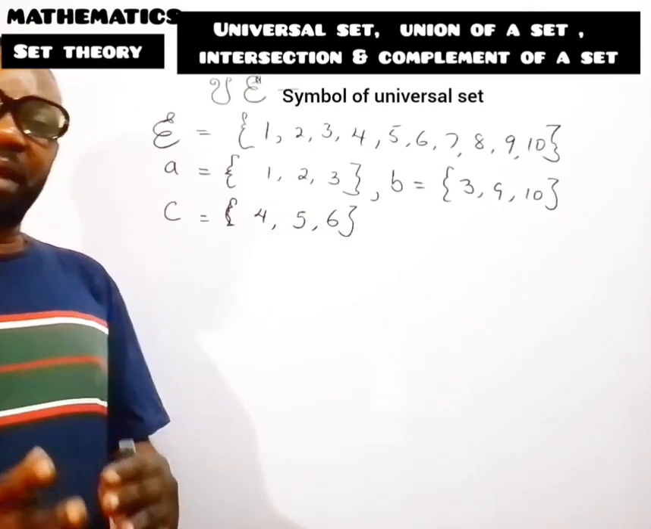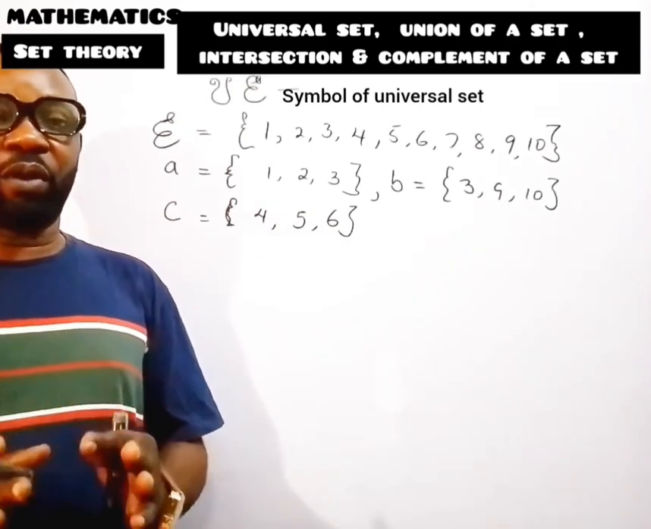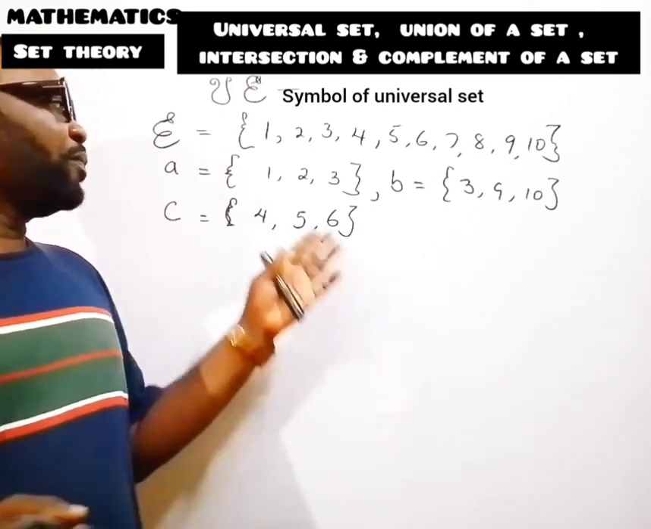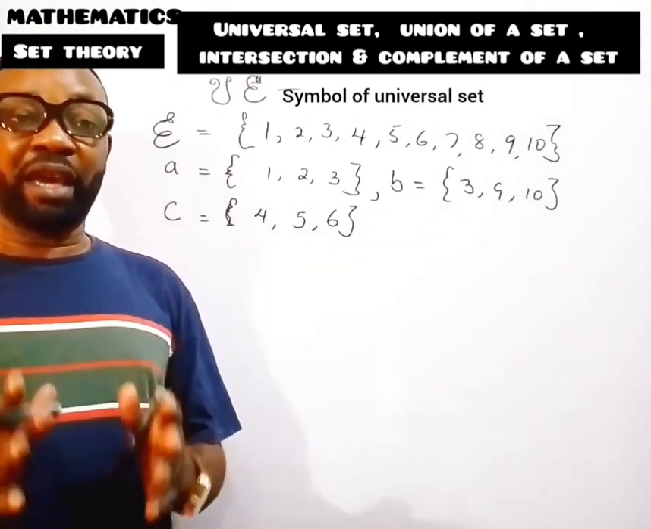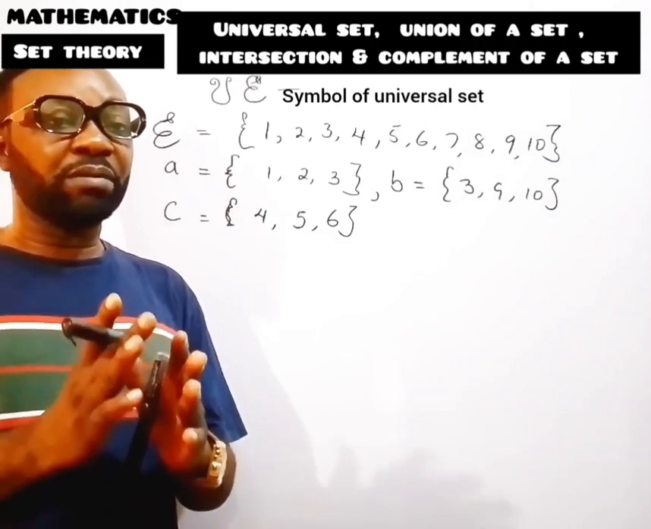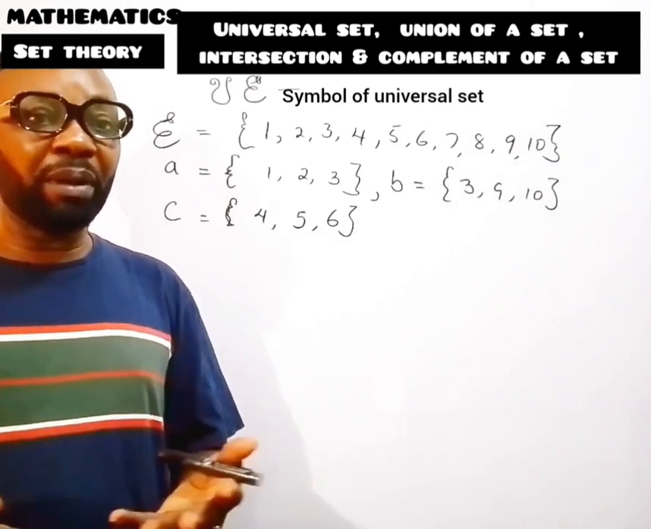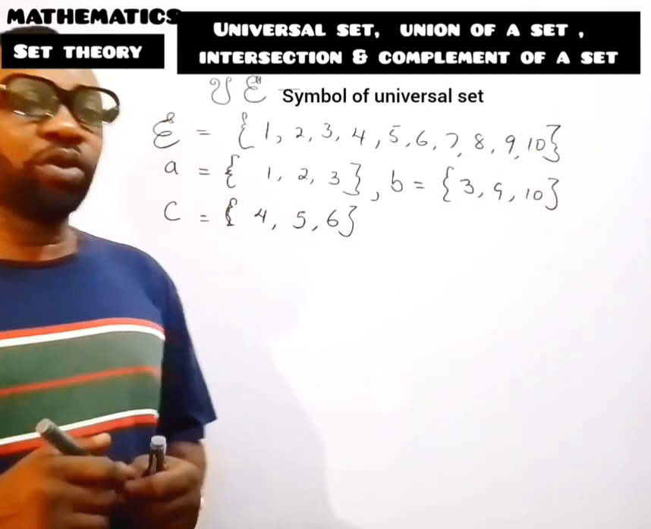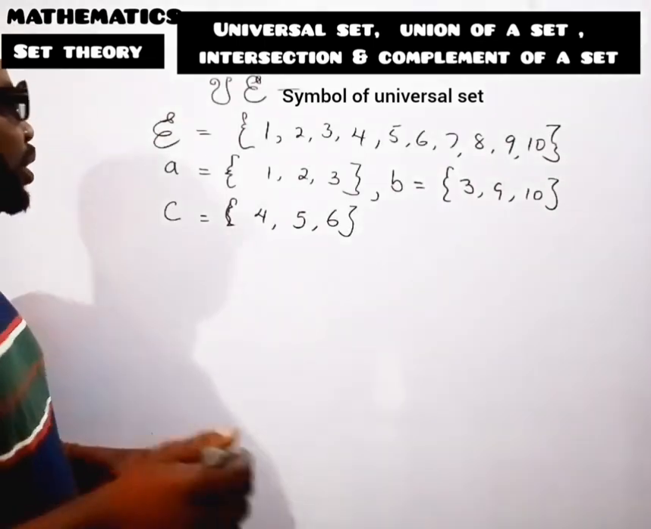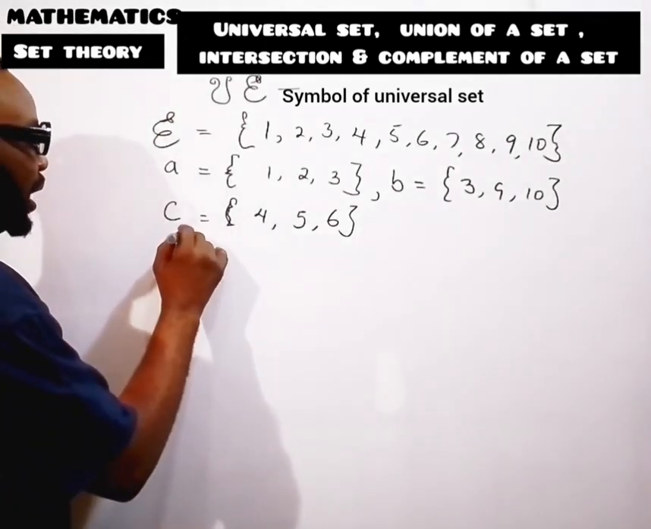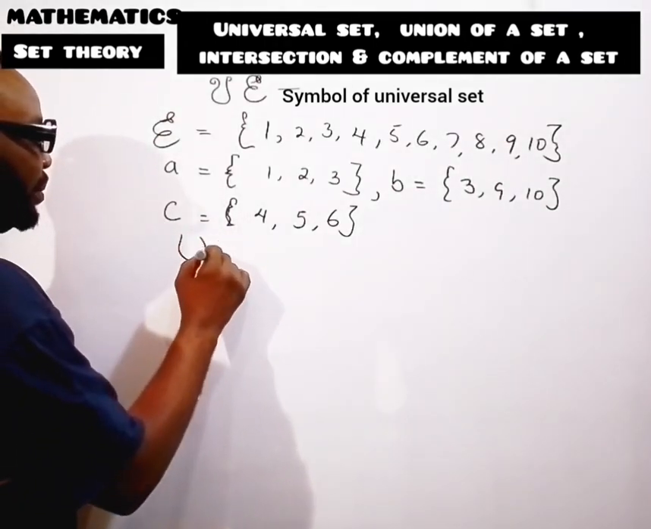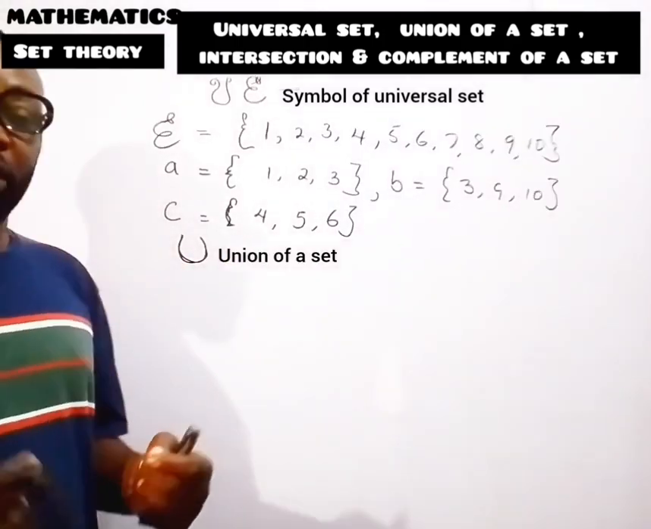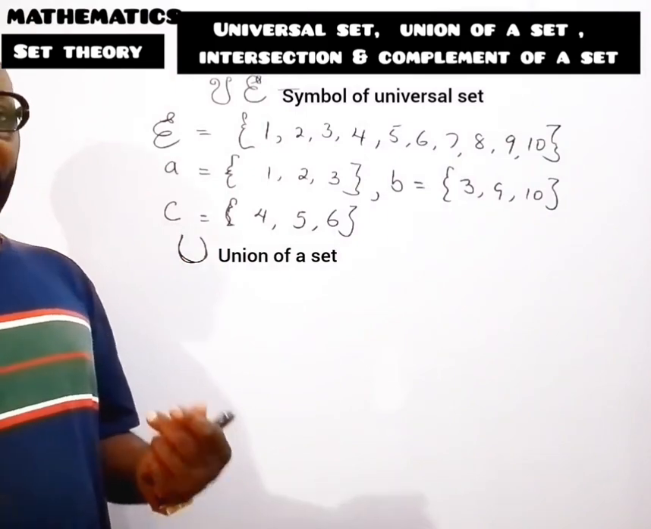If you place them inside a Venn diagram drawing, you will discover that there will be some elements left out. When we get to what is meant by complement, you will know the value of what I'm talking about now. Let's move on to what is meant by union of a set. Union of a set is represented by this symbol, something like U, but not U. That is what is called union of a set.